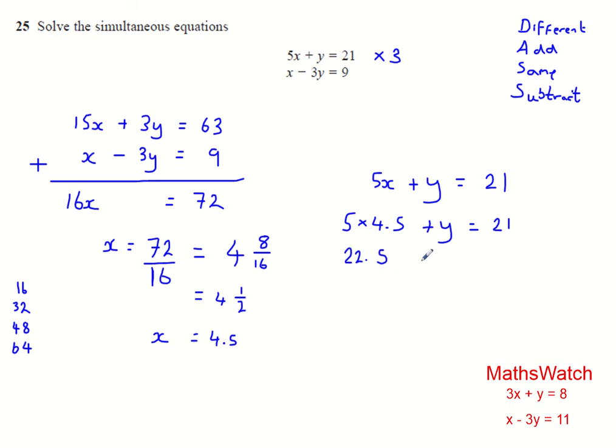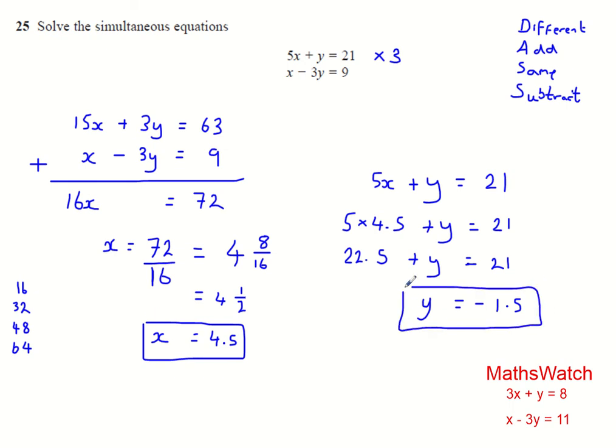So 22.5 plus y equals 21. Now, since 22.5 is already bigger than 21, that means that y is going to be a negative number. So what do we need to subtract from 22.5 to get down to 21? Y is going to be minus 1.5. You could also do 21 minus 22.5 to get that answer. And there's our solutions. X is equal to 4.5 and y is equal to minus 1.5.